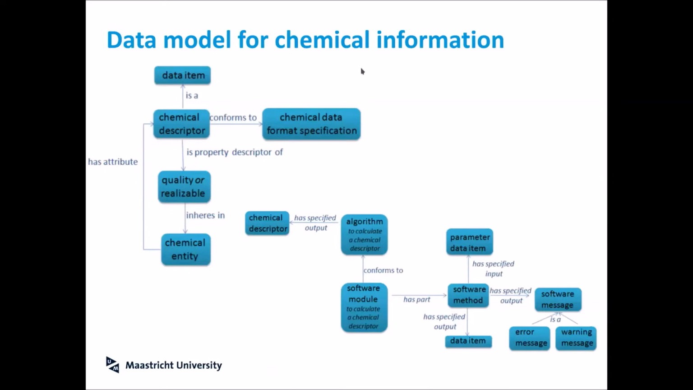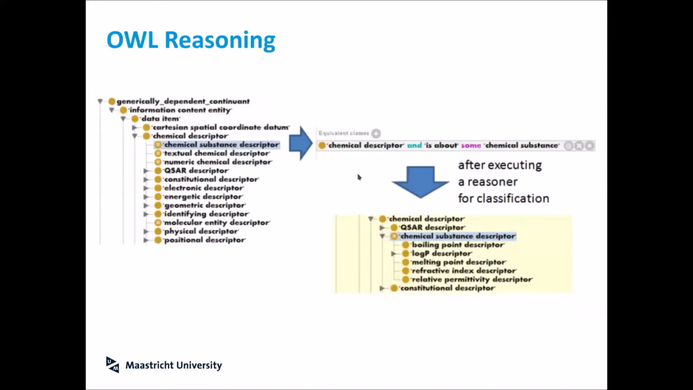This slide is the data model for chemical information. So this gives some idea. At a descriptor level, how would that be represented here? But I'll leave that for later. A bit too much detail, perhaps, for now.